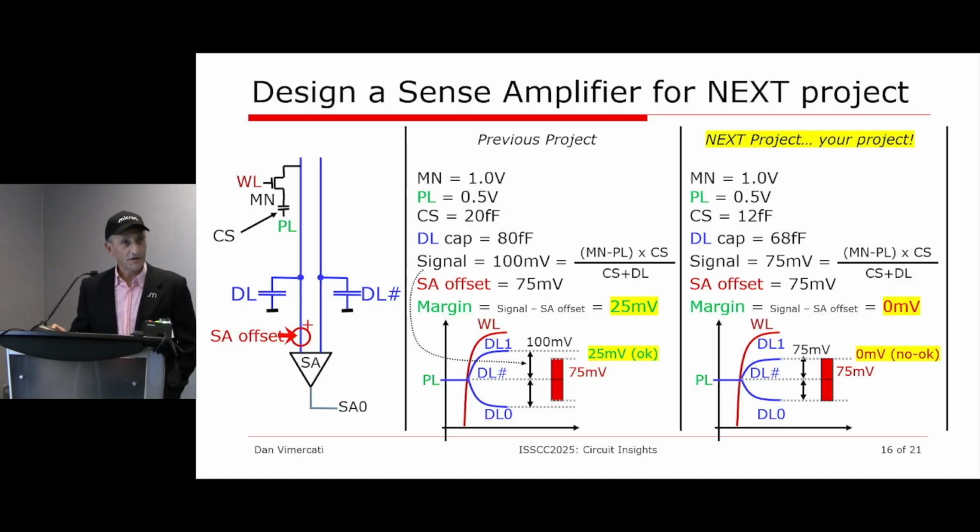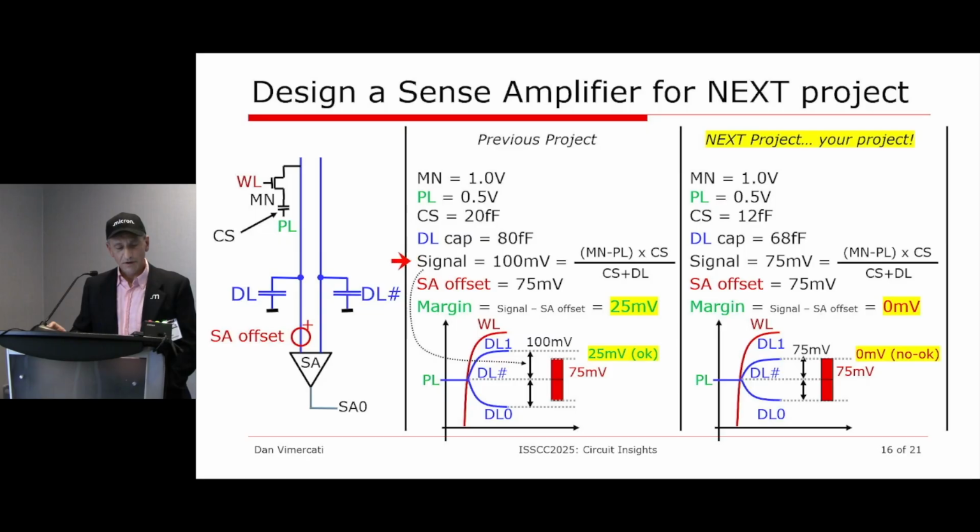Okay, so this is the circuit that you have to work with. And the previous project was like this. The voltage that we used was 1 volt, so the memory node was able to go from 0 to 1 volt. The plate was 0.5. The storage capacitor was 20 femtofarad. The digital capacitance was 80 femtofarad.